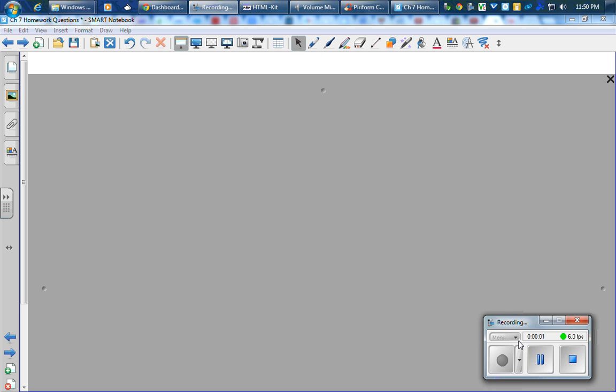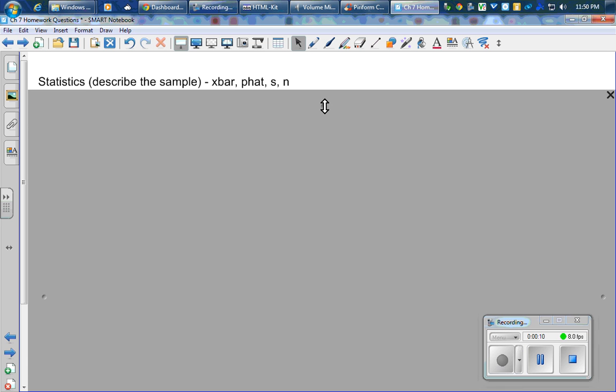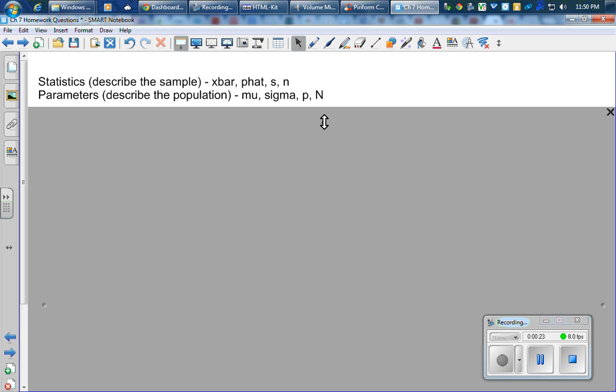So I want to look at a few of the major concepts in Chapter 7. Make sure we don't get confused on what all those things mean. And we started out talking about statistics, things that describe the sample, such as x bar, p hat, s, the lowercase n, and that was contrasted with parameters, which are things that describe the population, such as mu, sigma, p, which some books refer to as pi, or the capital N, the population size.